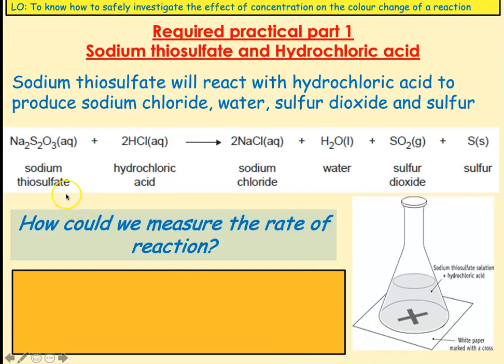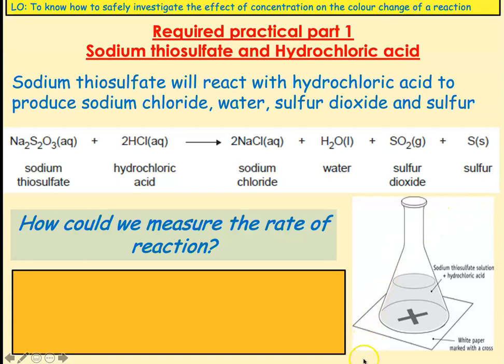As you can see, we said before that we use sodium thiosulfate in hydrochloric acid. We are going to make sodium chloride as a product, water as a product, sulfur dioxide, which we mentioned in our risk assessment last time, and we're making sulfur here, which is the precipitate that is going to be measured. So how could we measure the rate of reaction?